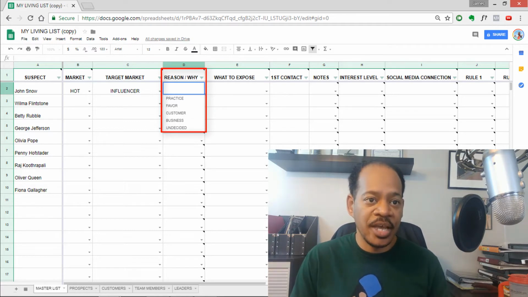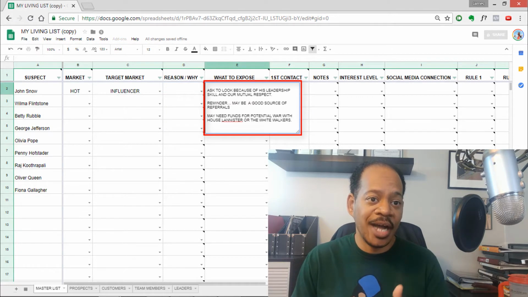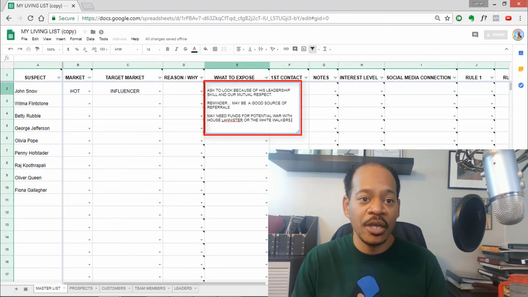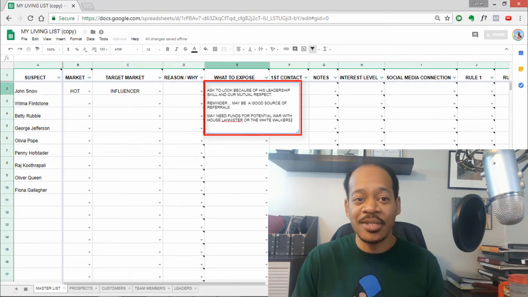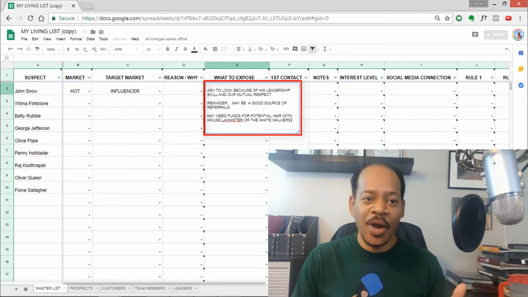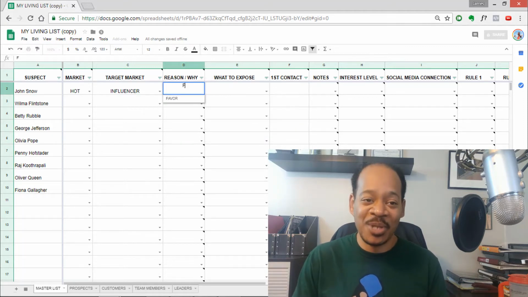And I cover all this in my Ultimate Prospecting and Recruiting Guide, so you'll definitely want to take advantage of that, as well as your ability to take notes on this spreadsheet. And that's why I've got my notes on Jon here to remind me that I'm asking him to look because of his leadership skill and our mutual respect. I've even included that Jon may be a great source for referrals because of his influence and that he knows a lot of people. I even got a note that recognizes that he may need funds for a war that's brewing between House Lannister and the White Walkers. So if you watch Game of Thrones, you know exactly what I'm talking about. If not, I'm sure you're still getting the idea.